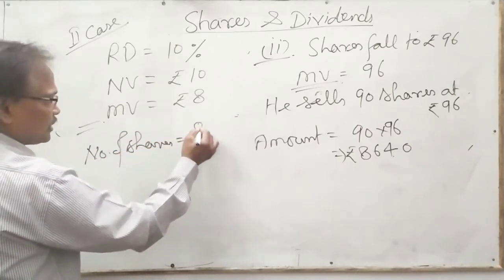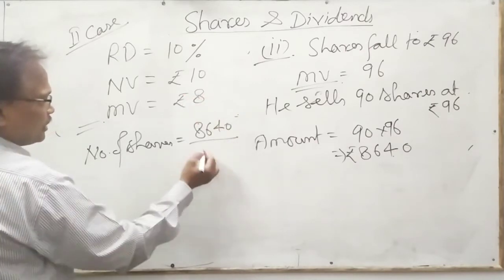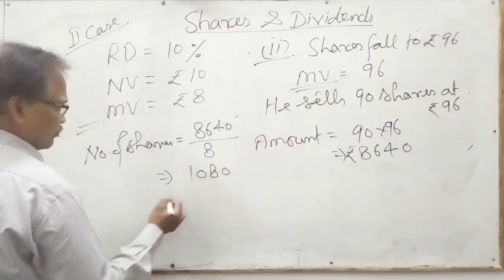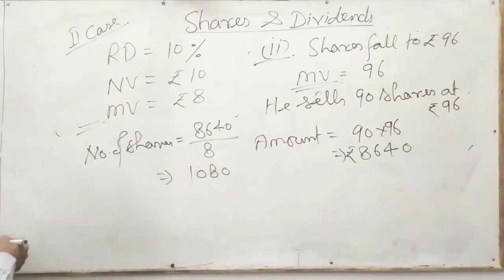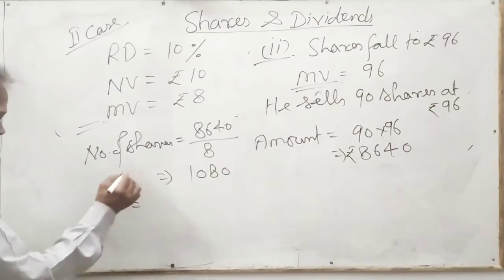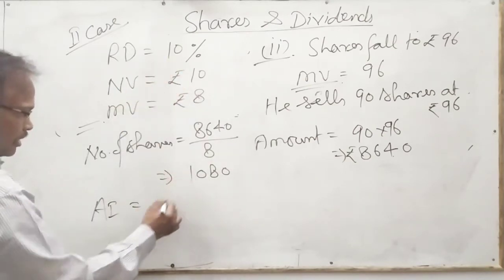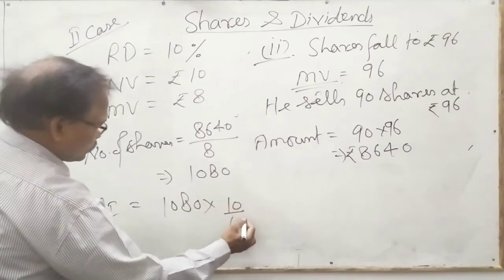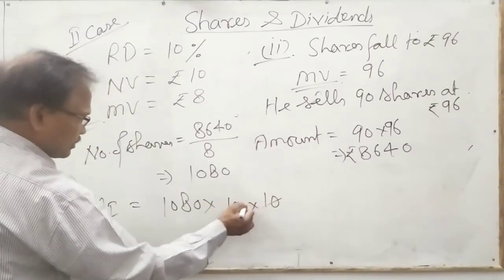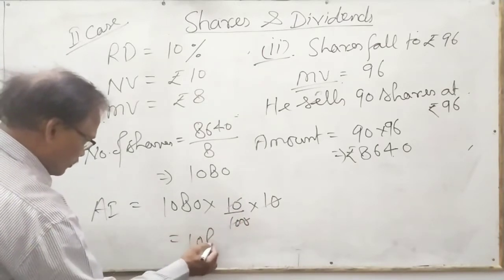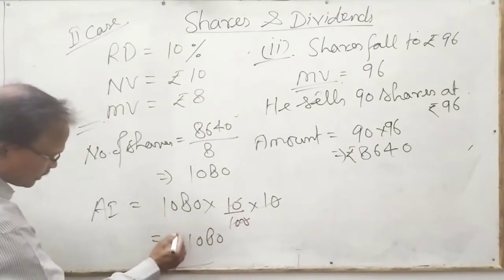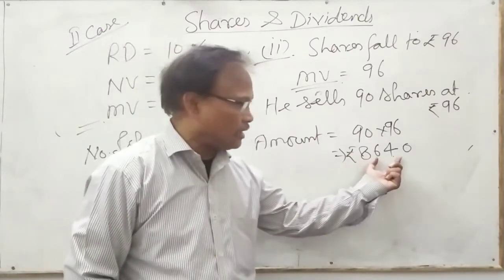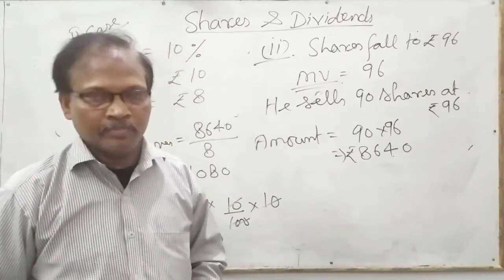तो इन्वेस्टमेंट 8640 अपॉन 8 मार्केट वैल्यू, तो 8 1 से 8, 8 8 से 0, 1080 number of shares he will get. So what will be the annual income in this case? So number of shares into RD into nominal value. So what it will be, cancelled, you will get 1080 rupees. This is the annual income in the second case when he is investing this amount in the second company.